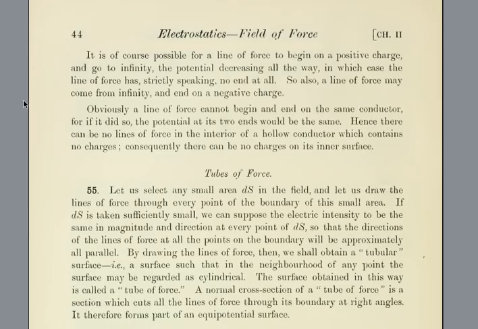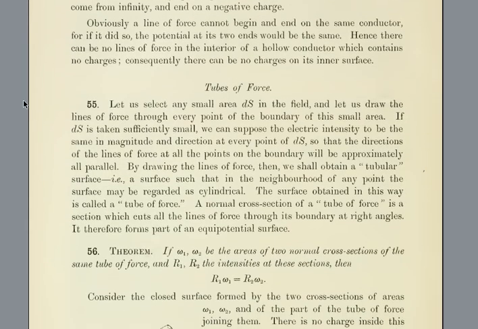Fifth, let us select any small area ds in the field and let us draw the lines of force through every point of the boundary of this small area. If ds is taken sufficiently small, we can suppose the electric intensity to be the same in magnitude and direction at every point of ds, so that the directions of the lines of force at all the points on the boundary will be approximately all parallel.